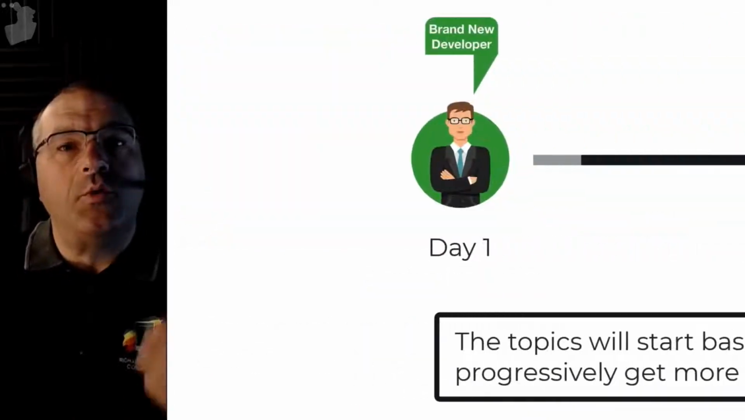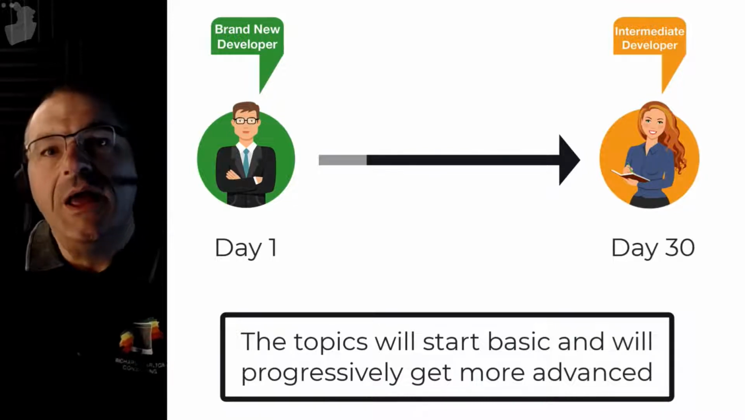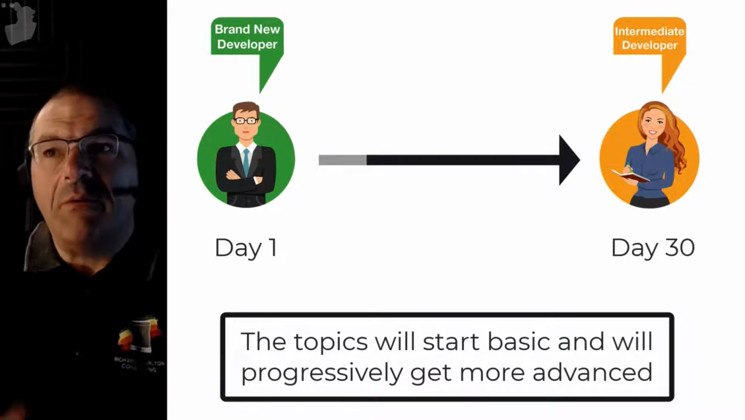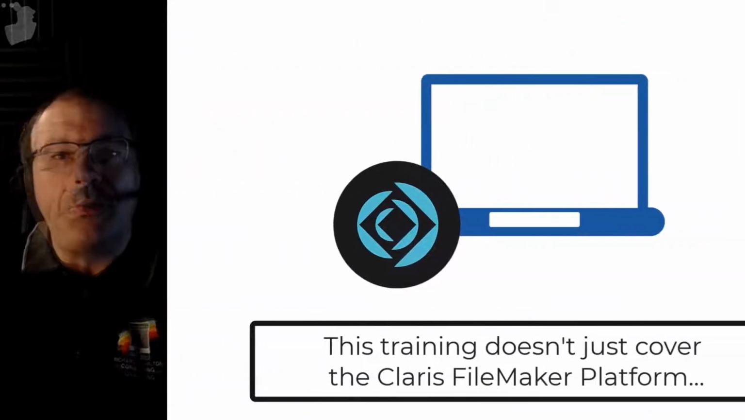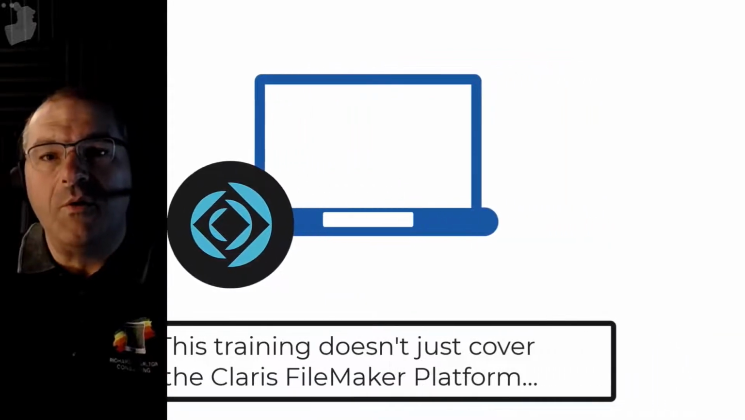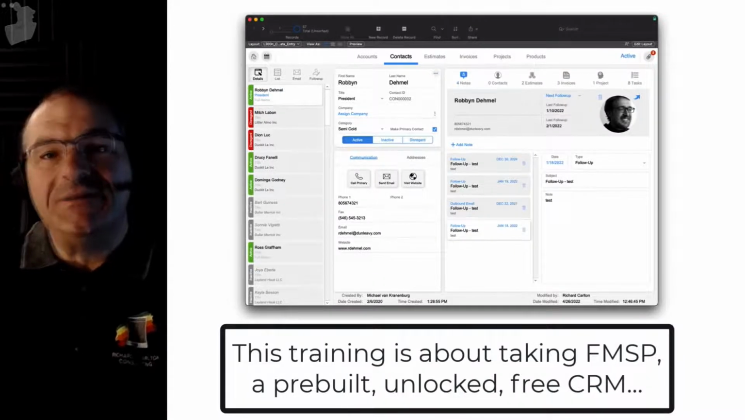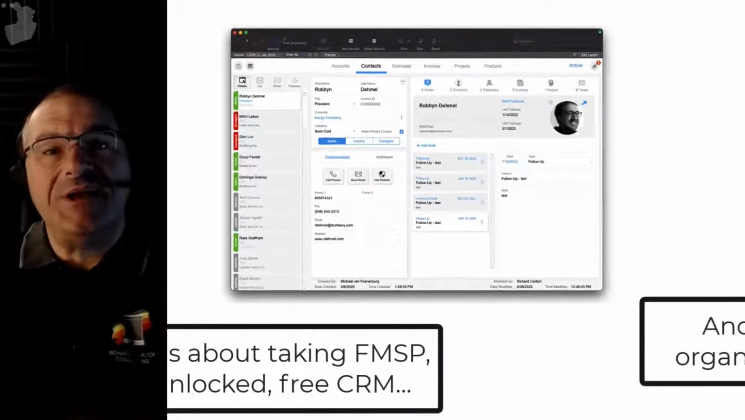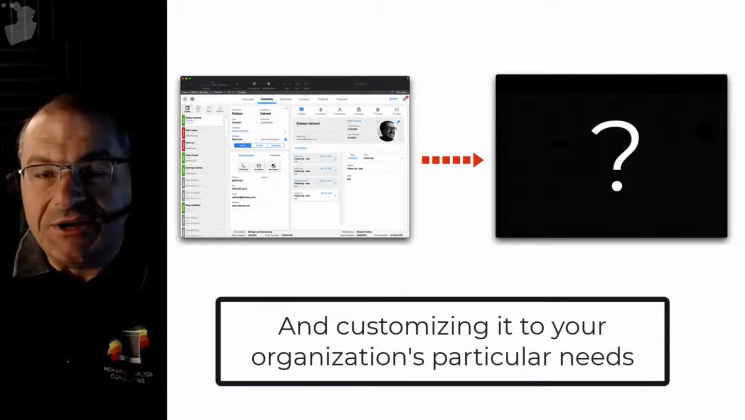Keep in mind that towards the beginning of the training, the topics are more basic in nature. As we get towards the end of the training, they're somewhat more advanced, I would say probably intermediate level topics. A special part of this training is that we're not only talking about the FileMaker platform, we're talking about how you can rapidly customize an existing free CRM that you can download today. It's unlocked. So we're taking that CRM and customizing it to your organization's particular needs.